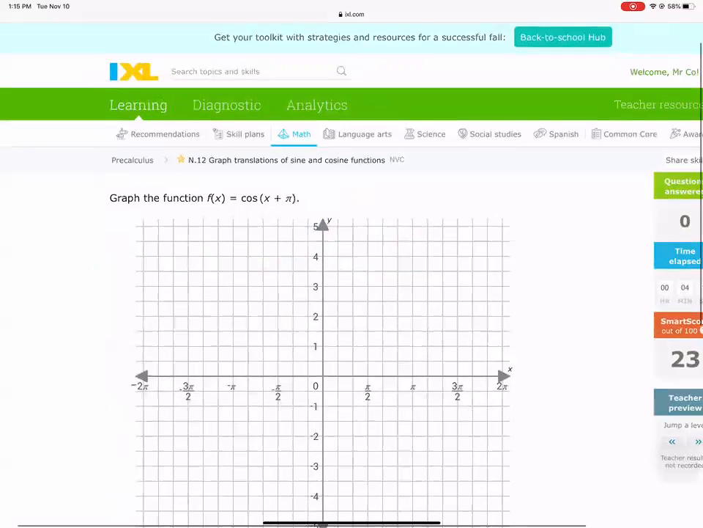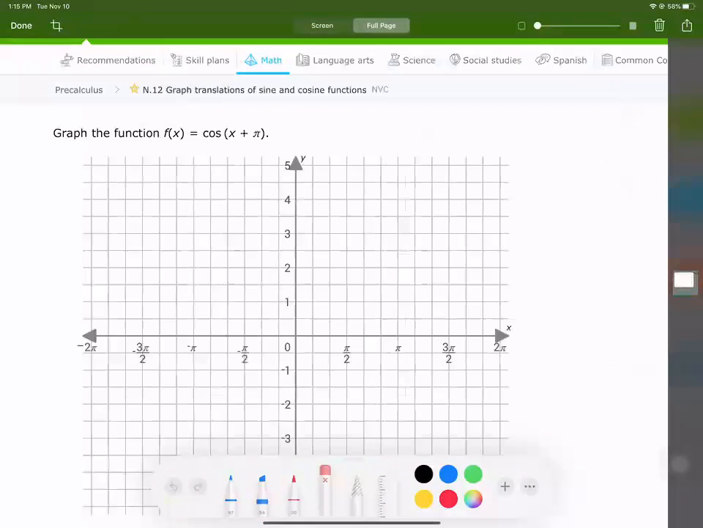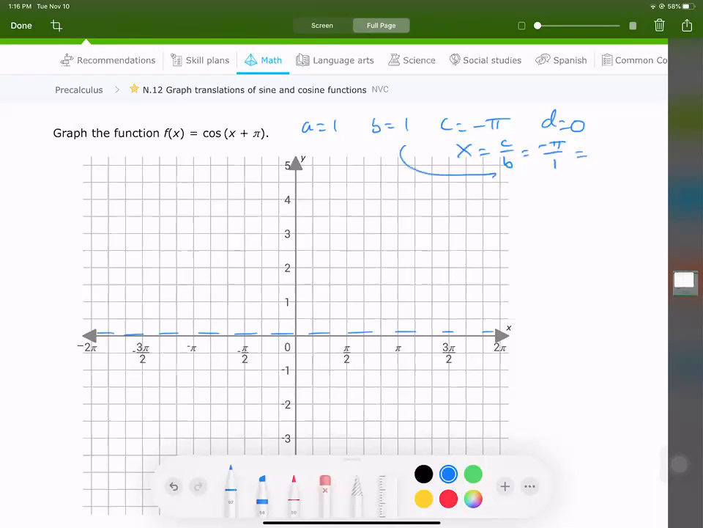Okay, now this graph, take a look at it. We have a C value now. And again, I like writing A, B, C, D. A is equal to 1, B is equal to 1, C is equal to, careful, -pi, and D is equal to 0. So graphing D is 0, or right in the middle. C is not where we start, but it helps us find where we start. C over B, which is -pi over 1. That's my 1 here. So we start at -pi. Lucky for us, that's this point right here.